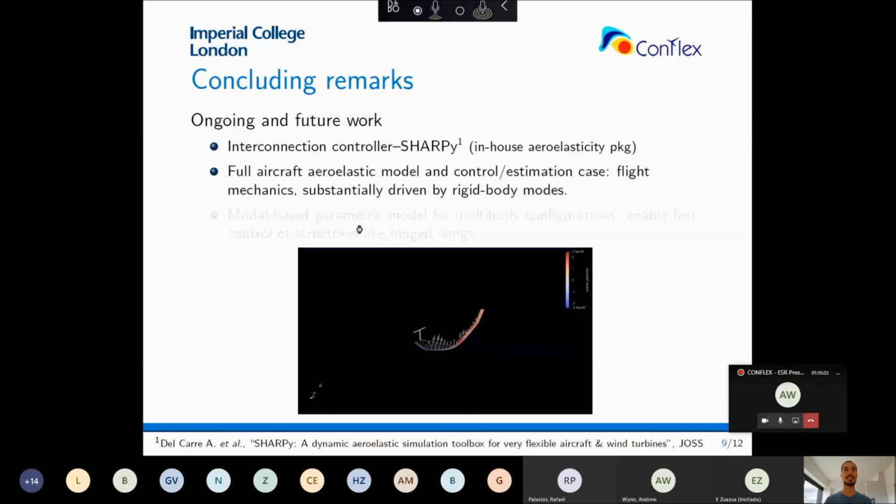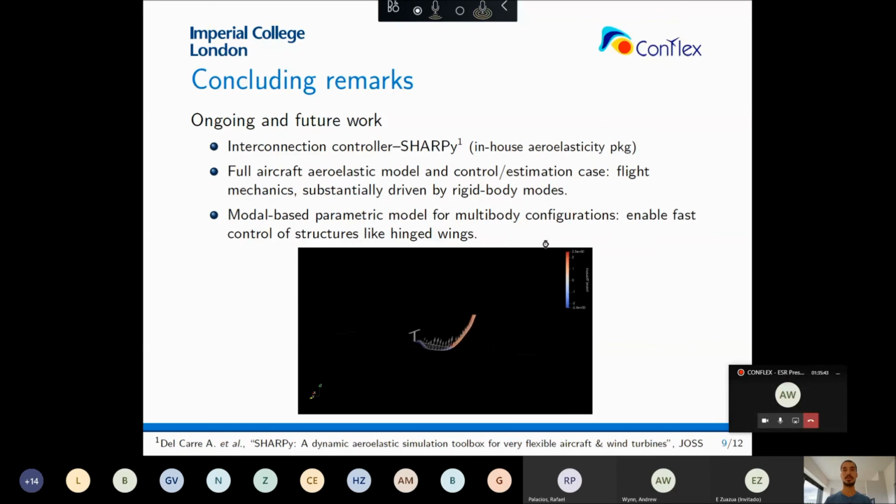And then the natural next step is to extend these to full aircraft models. I think that will keep us busy for the next months. We also plan to work on a modal-based parametric model to be applied to multi-body configurations, which we are confident will allow us to enable fast control of structures like hinged wings, in which we are quite interested.